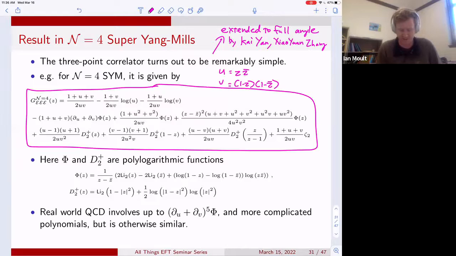And in particular, it's expressed in terms of these polylogarithmic functions, which are quite familiar from the study of amplitudes. And I should say the real QCD result is a little bit more complicated, but it involves the same functions and just has more complicated polynomials. And so this really allows us to start computing these higher point correlation functions in the real LHC environment, and they have a very beautiful structure.